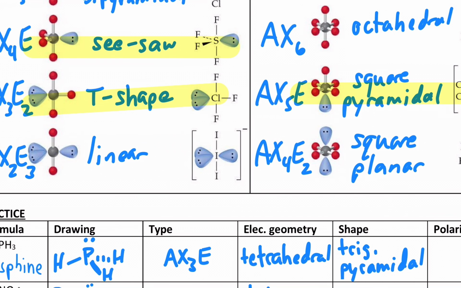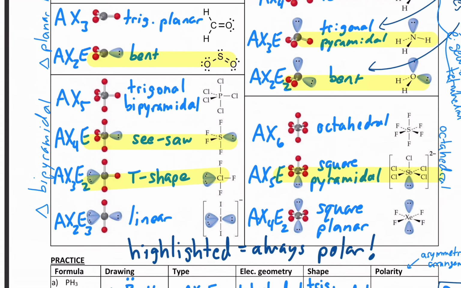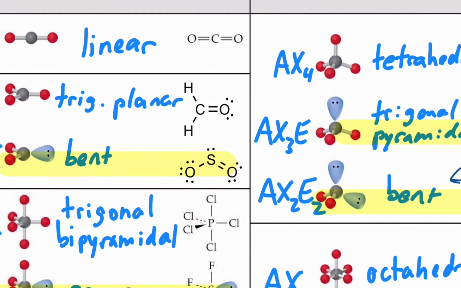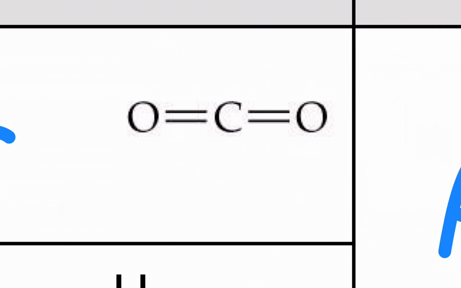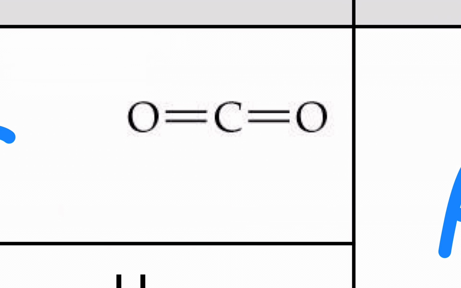So these are always going to be polar. So highlighted equals always polar. The remainder of those categories may or may not be polar depending on what's attached to that central atom. So carbon dioxide is nonpolar because these two polar bonds cancel each other out. However, carbon disulfide would be polar because the polarity of the CO bond is not the same as the polarity of the carbon-sulfur bond. So those dipoles don't perfectly cancel each other out.